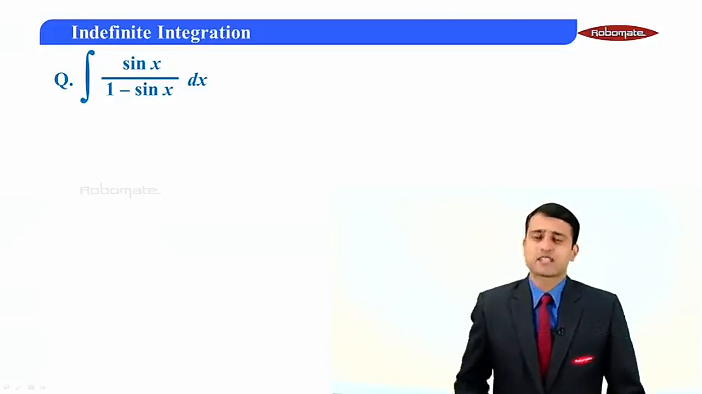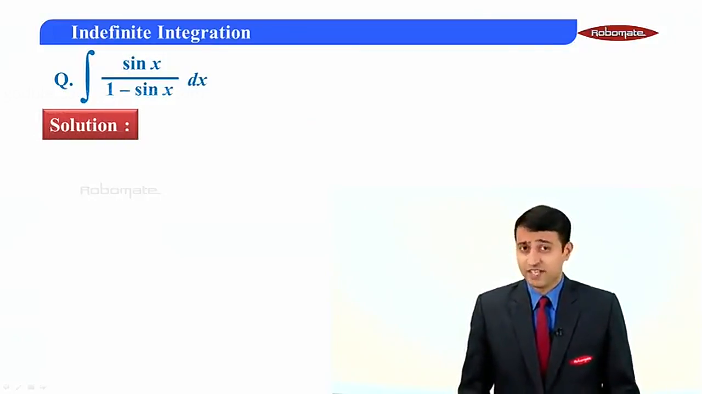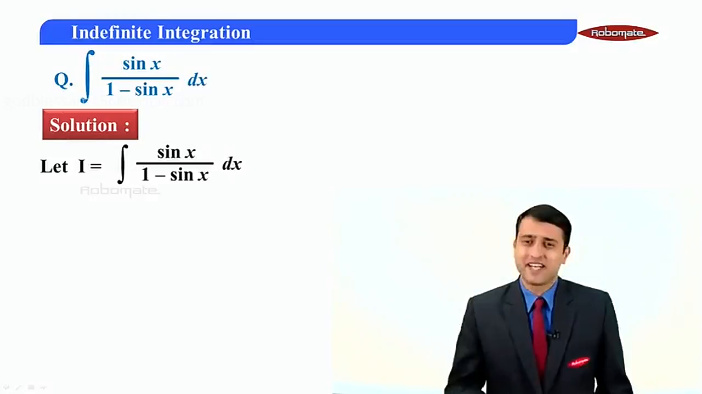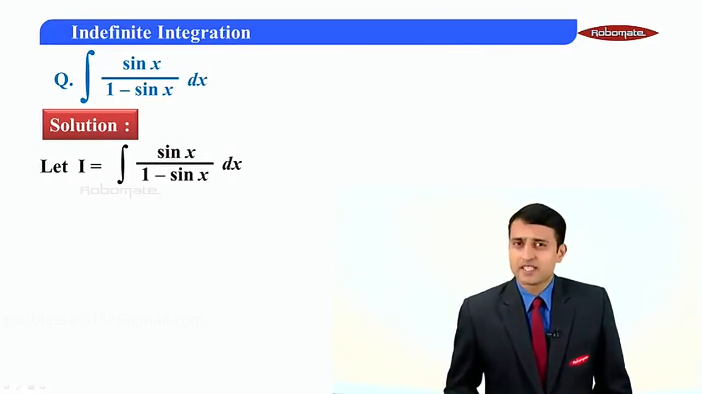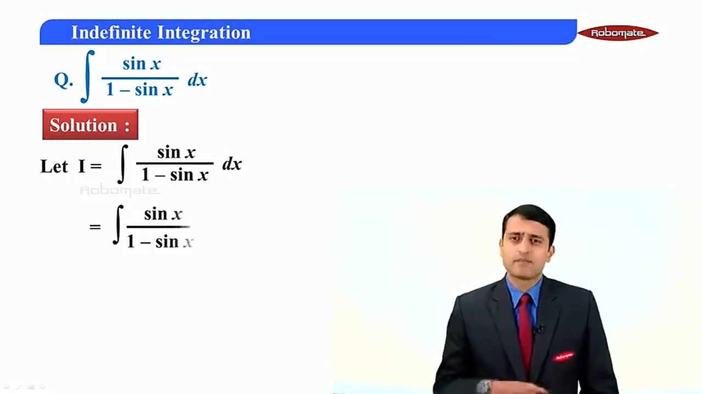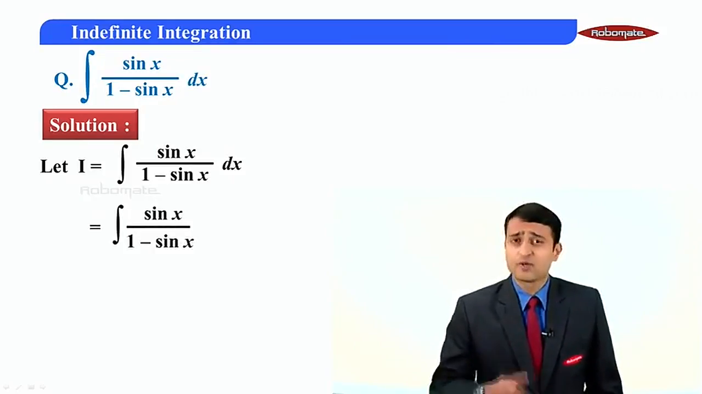The first sum: integral of sin x upon 1 minus sin x dx. The first step, I is equal to... So let us write that. Now what are we supposed to do in this particular sum? We have 1 minus sin x in the denominator. Let me just copy this step once again because I am going to add on to this step.